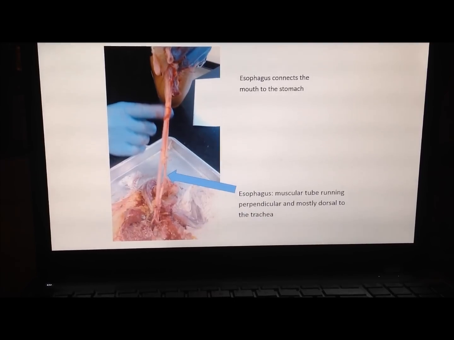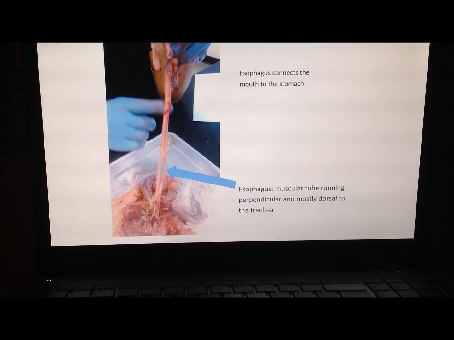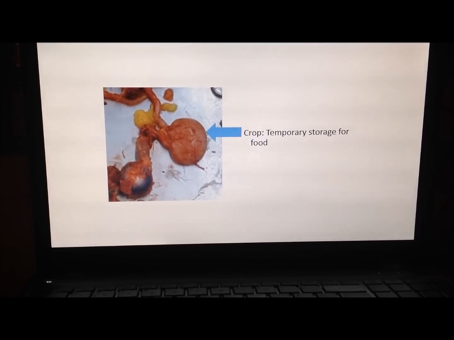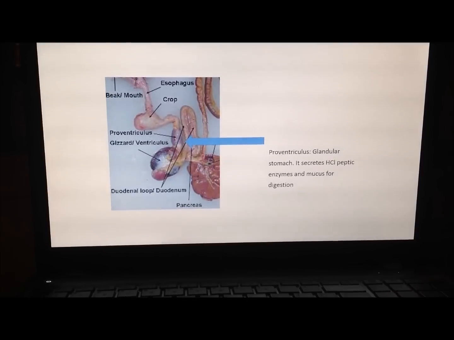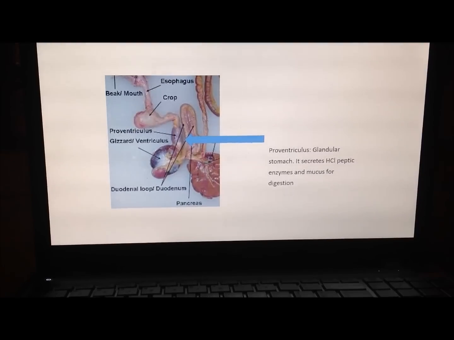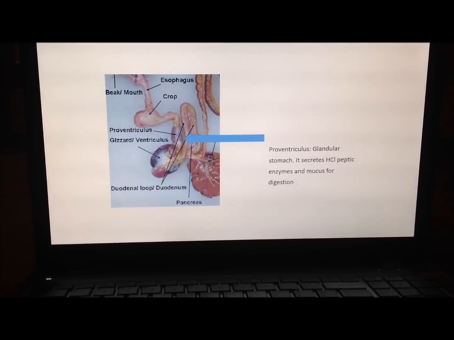It leads to the esophagus, which connects the mouth to the stomach. The esophagus is a muscular tube running perpendicular and mostly dorsal to the trachea. It leads to the crop, which is just a temporary storage for food. The proventriculus is a glandular stomach. It secretes hydrochloric acid and peptic enzymes and mucus for digestion.